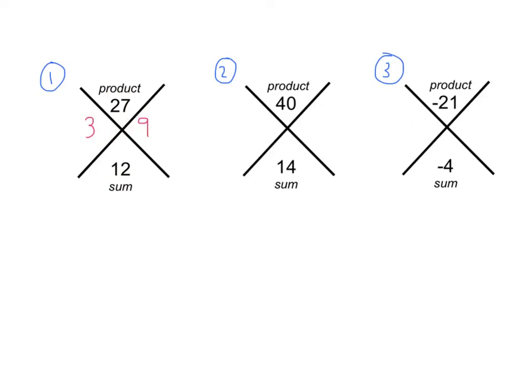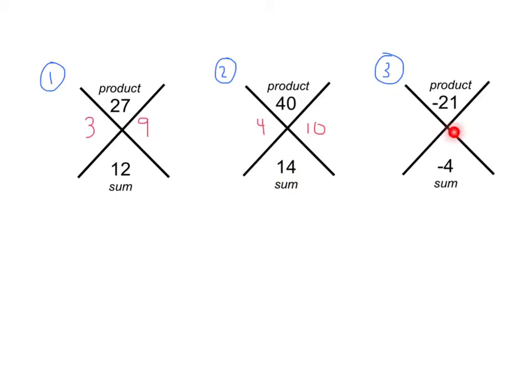Again, we're looking for two numbers whose product is 40 and whose sum is 14. The two numbers are 4 and 10. Because 4 times 10 is 40, and 4 plus 10 is 14. I do want to mention that it doesn't really matter if you say 10 and 4 or 4 and 10. We're going to consider that the same.